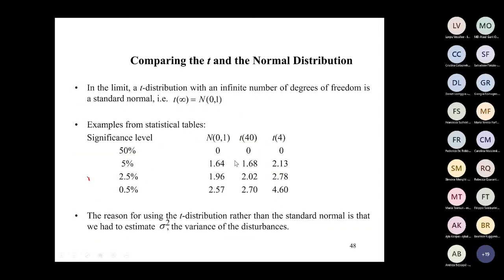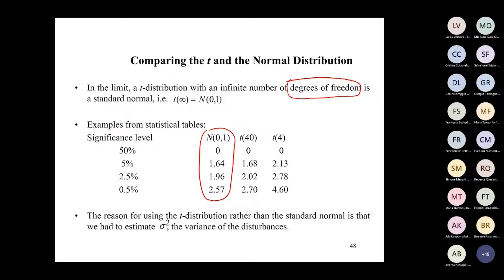So the T and the normal: the normal has a specific set of critical values. The T distribution does not have a specific set of critical values. The critical values of the T distribution depend on what? The degrees of freedom. So how many T distributions are there? An infinite number of T distributions. Each T distribution has different critical values, because it depends on the degrees of freedom.